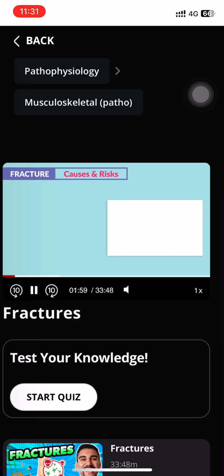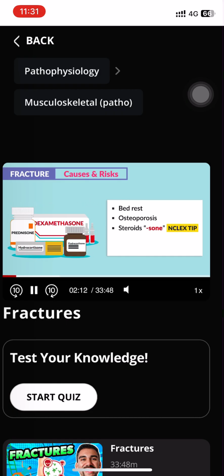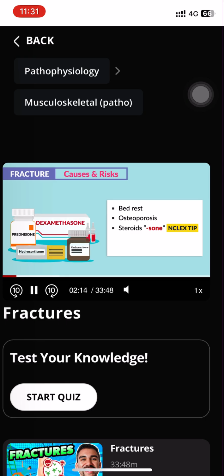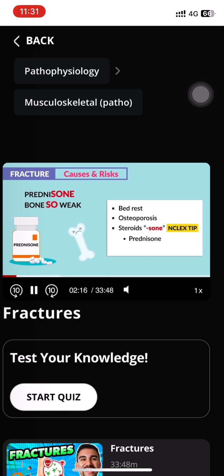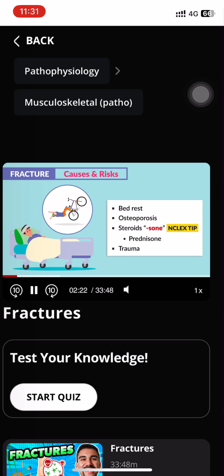Now for causes and risks of fractures, write this one down. Bed rest, as well as osteoporosis, where the bones become very weak and porous with porosis. A big one here is steroids ending in zone, huge NCLEX tip, like prednisone. Just think that the zones make the bones so weak. And lastly is a trauma like falling off a bike.